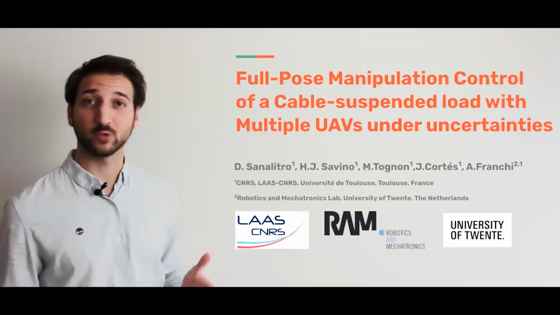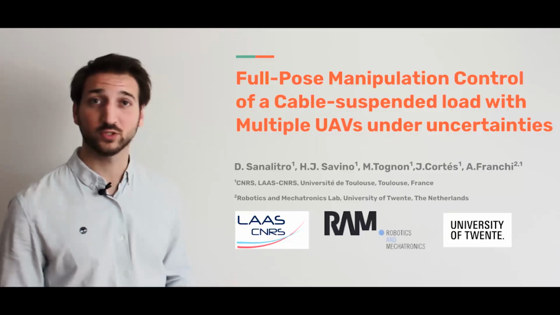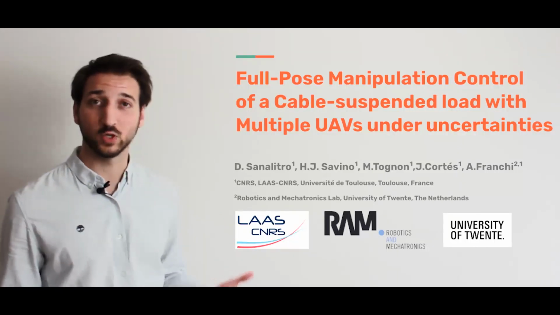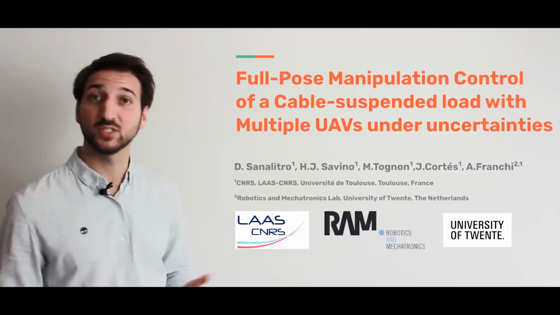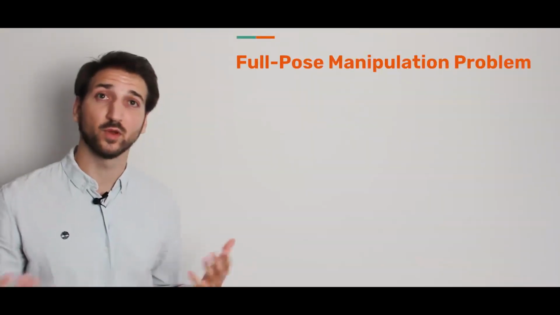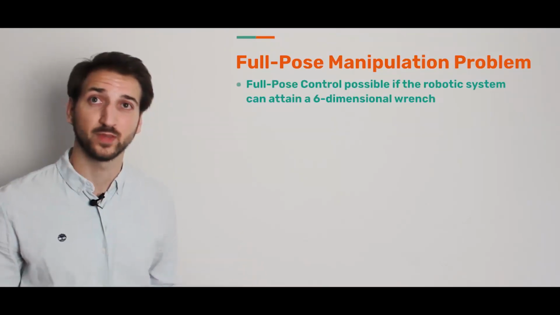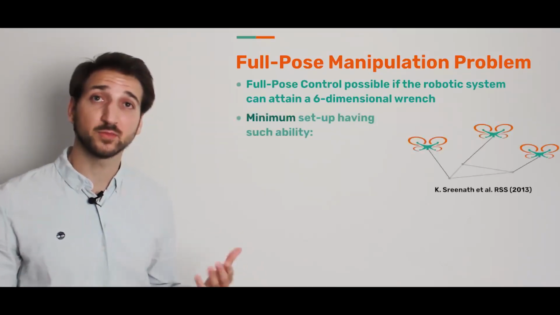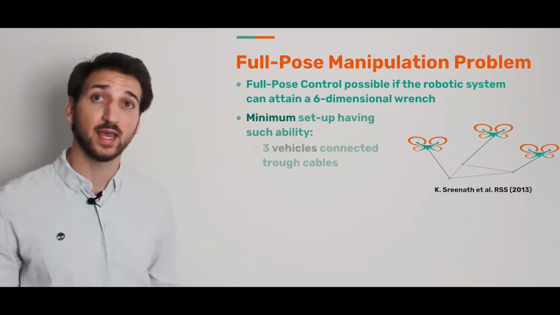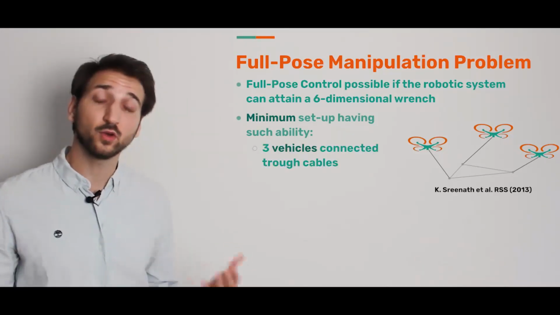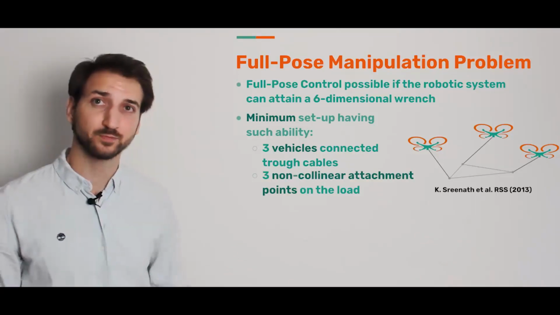In this presentation I'm going to talk about the full pose manipulation control of a cable suspended load with multiple UAVs considering uncertainties. Full pose control is possible when the robotic system can attain a 6-dimensional range of the load. Srinath demonstrated that the minimum setup that possesses such ability is a system with 3 vehicles connected through cables to 3 non-collinear points of the load.